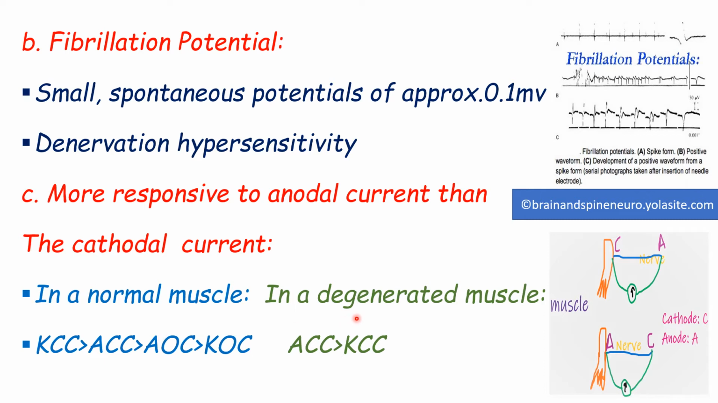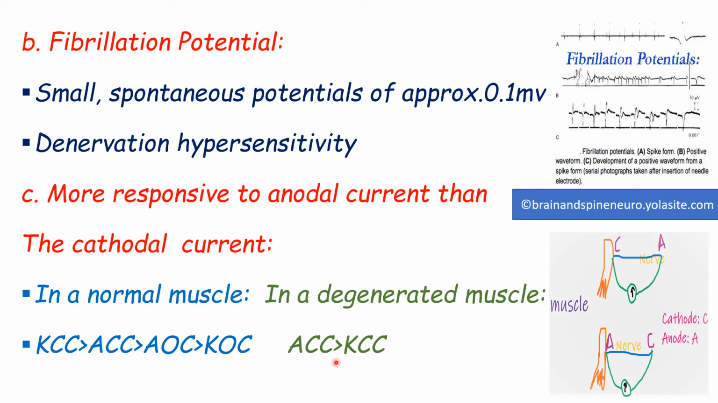Then what happens in a degenerated muscle? In a degenerated muscle, reverse is there. Here the muscle becomes more responsive to this anode. Here the ACC is greater than the KCC. What do you mean by this? These are jumbling, mouth-twisting terms, ACC, KCC. So what do you mean by this? Why are we talking of this specifically?